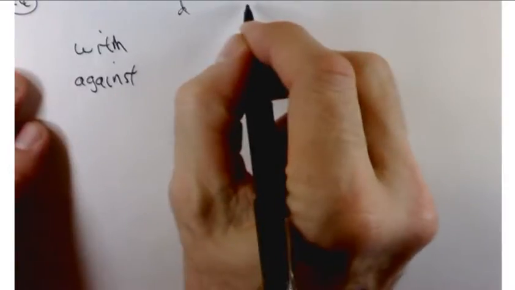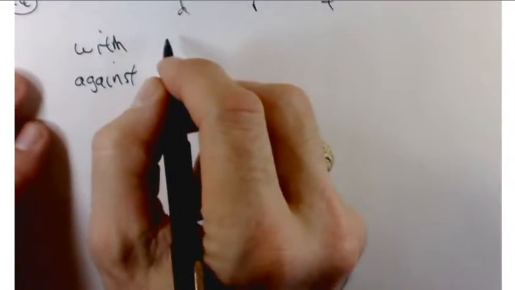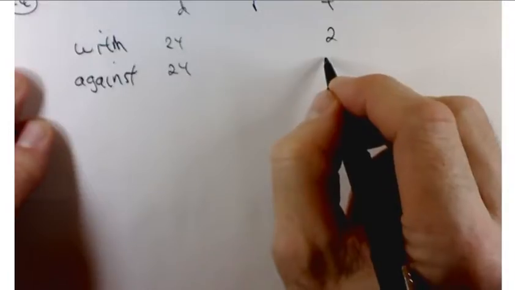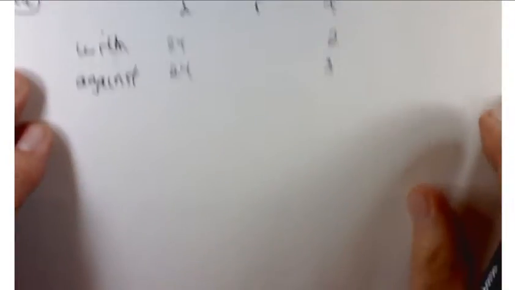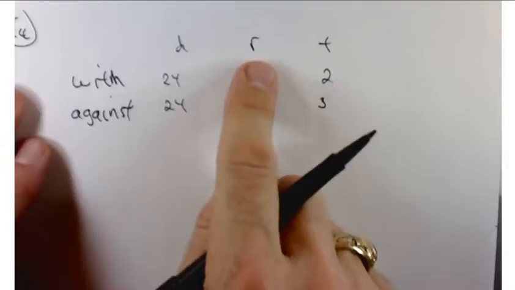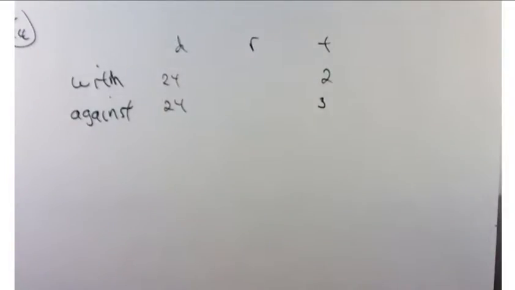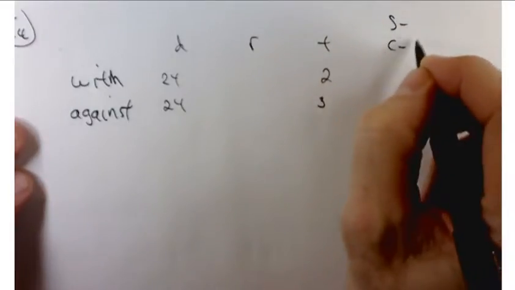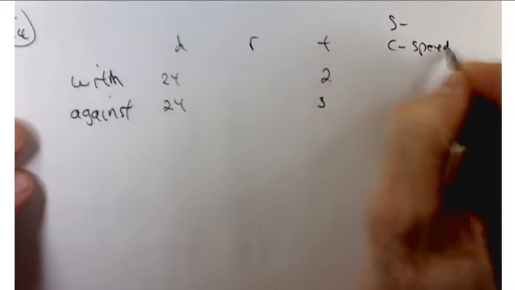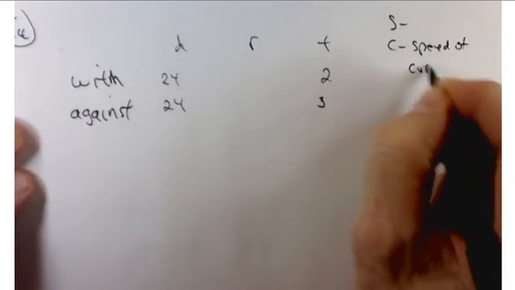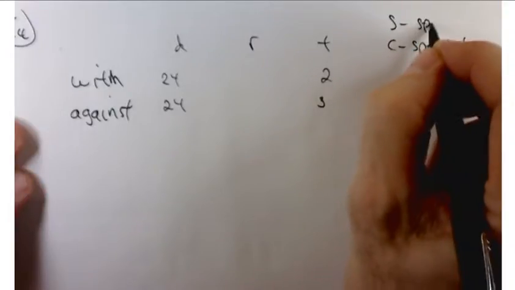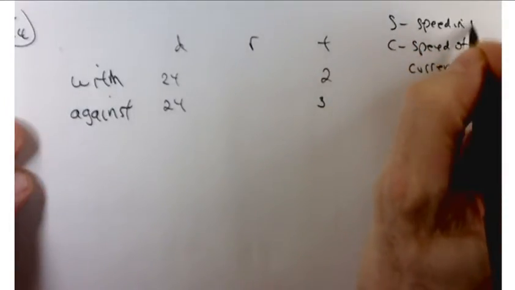Distance equals rate times time. The distance both ways is what? 24 miles. Now, traveling with the current, it only takes 2 hours. Traveling against it, it takes 3 hours. The big question is, well, what should I put in for the rate? And I think I mentioned I was going to use variables S and C. So that's going to be the speed of the current. That's the speed of the boat in still water. Speed in still water.